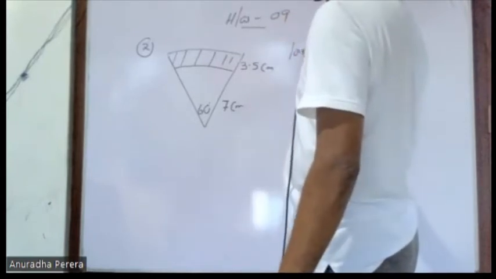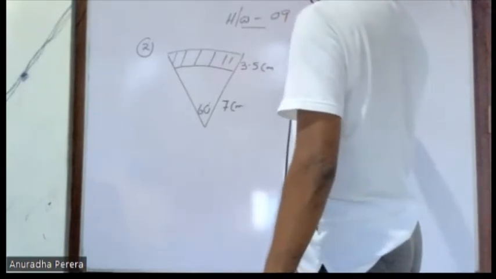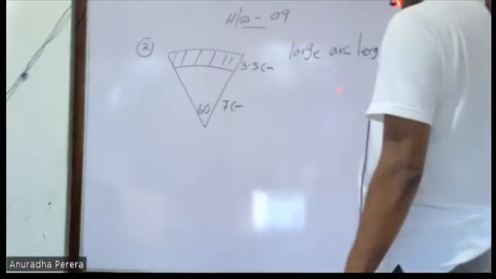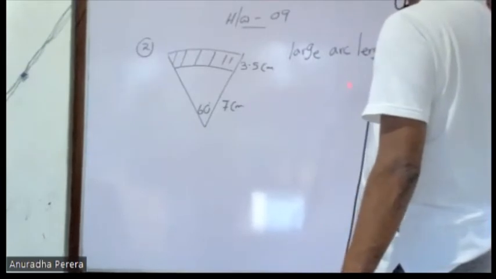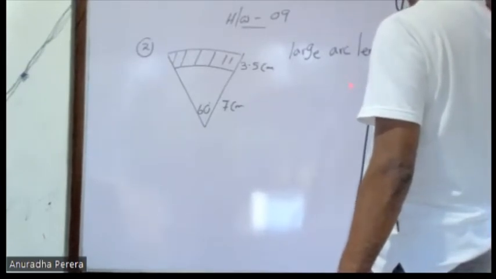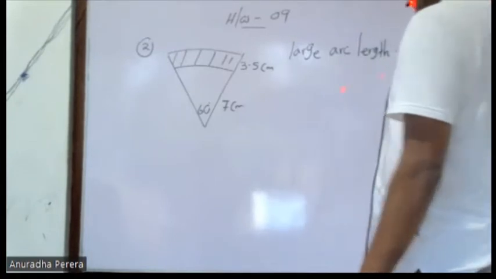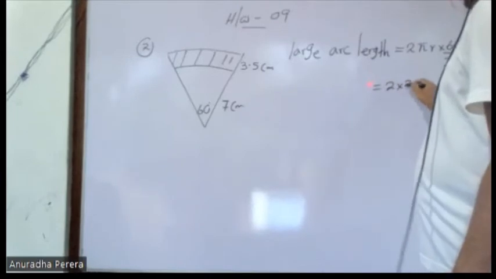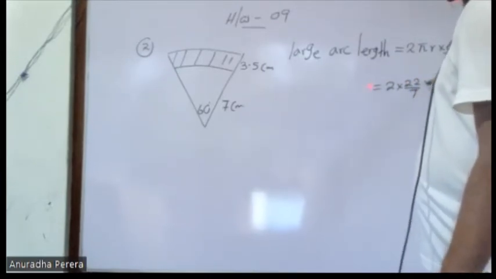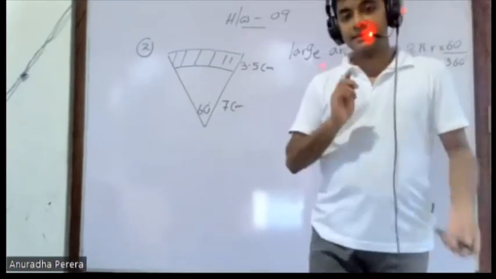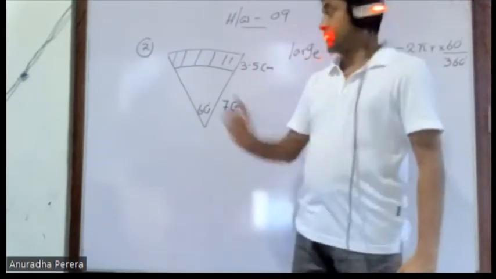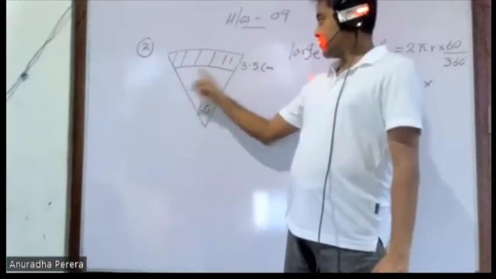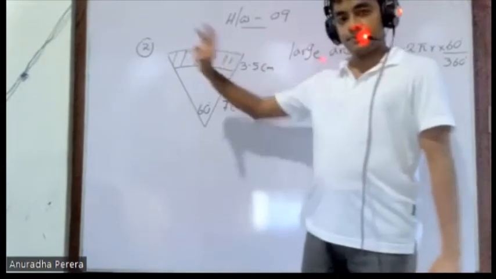Large arc length, 2πr into 60 over 360, 22 over 7. Important thing, first of all, identify what is the shaded part. Right? The shaded part is this one. What are the lengths around the shaded part? Large arc length, small arc length, and two 3.5s.